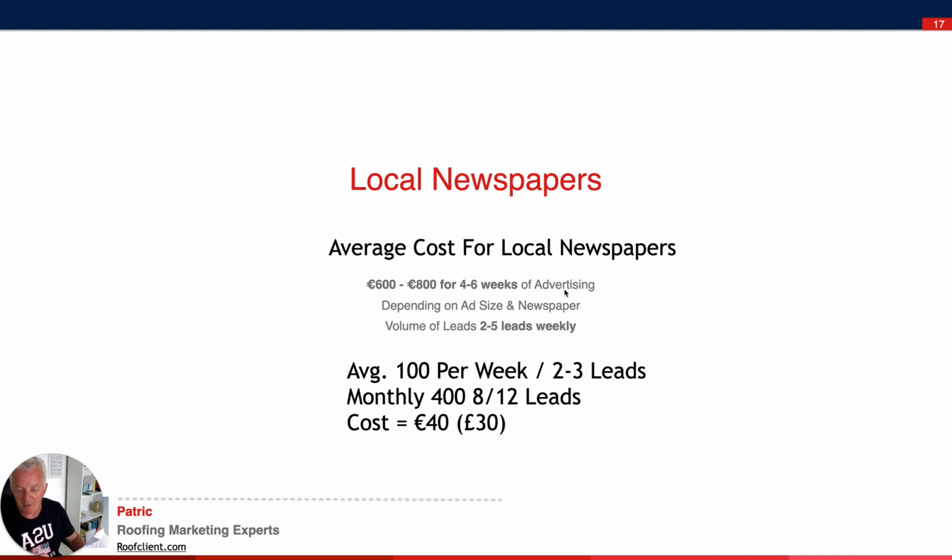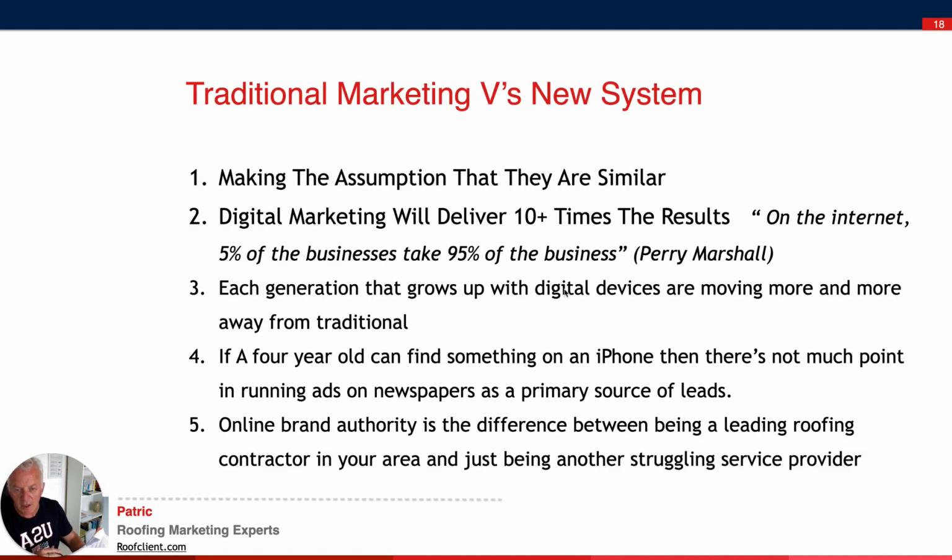So that's just to give you a perspective into the local advertising side of it. Now, when it comes to traditional marketing versus the new system, there's a number of assumptions that roofing contractors and people in general have been getting wrong. Number one is making the assumption that they're similar. Yes, they're similar in that they both provide advertising as a source of leads, but they're not at all similar in the outcome and what they deliver and the costs and the scalability. There's no similarity whatsoever other than they do deliver leads.